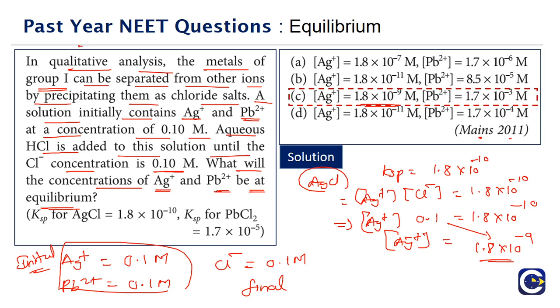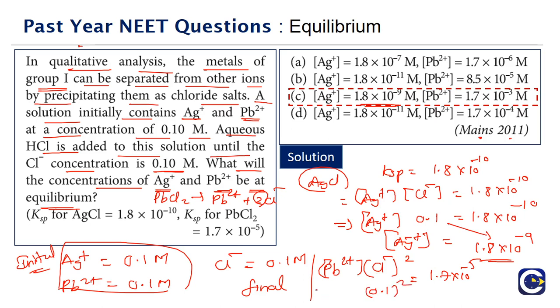We can do the other thing also. For PbCl2, the Ksp value will be the Pb2+ concentration into Cl minus concentration, and the square will come. Why? If PbCl2 is dissolving, it will give us Pb2+ and 2Cl minus, so the factor is 2 here. This is equal to 1.7 into 10 power minus 5. So Pb2+ into 0.1 the square is 1.7 into 10 power minus 5. From here the Pb2+ will come as 1.7 into 10 power minus 3.